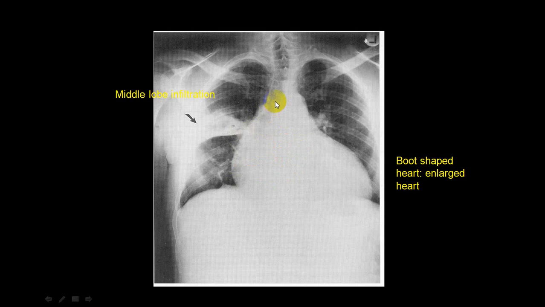You look at the carina angle. This is the carina angle, a little wider. So this may be LA, RA, RV and LV. All chambers are enlarged, plus there is middle lobe infiltration. But I can see the angle clearly. There is not much pulmonary congestion, so the person is not in failure.